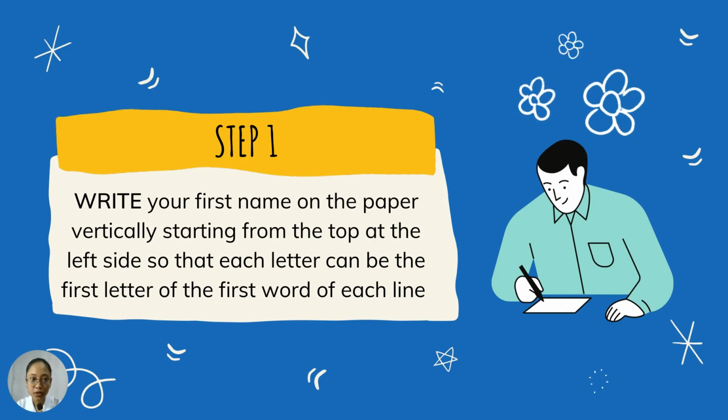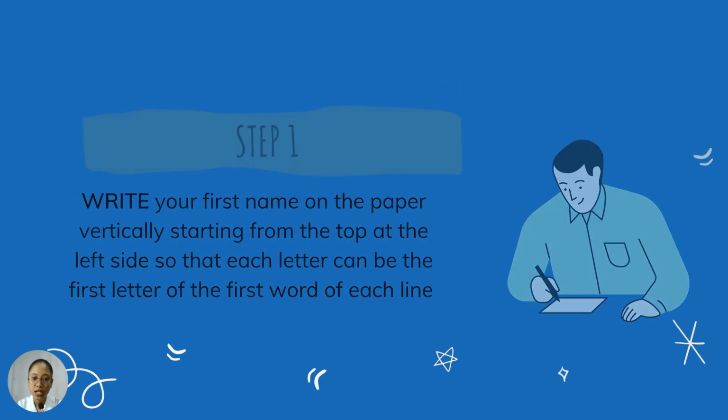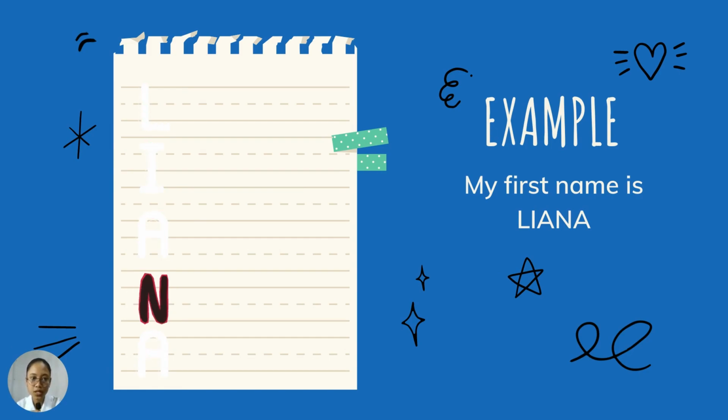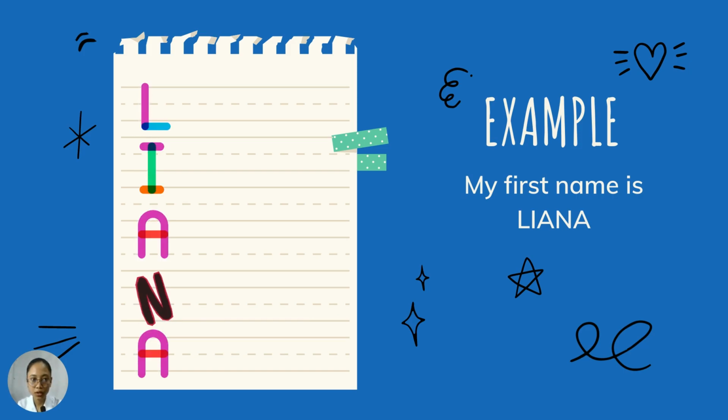Step 1. Write your first name on the paper vertically, starting from the top at the left side so that each letter can be the first letter of the first word of each line. For example, my name is Liana, so I wrote my name vertically on the left side of my paper like this, from the top to bottom. After you've written your name like that, let's proceed to the second step.